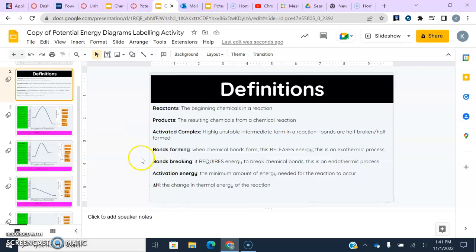Remember, these 2 things are very important. Bonds are forming when energy is released, so when the slope goes down, that's when our bonds are going to form. And it requires energy to break bonds, so if you see a slope going up, that indicates that energy is going up, breaking those chemical bonds because the energy is being absorbed. And then of course it's endothermic if the delta H is positive, and it is exothermic if the delta H is negative. So that's what we have to keep in mind.